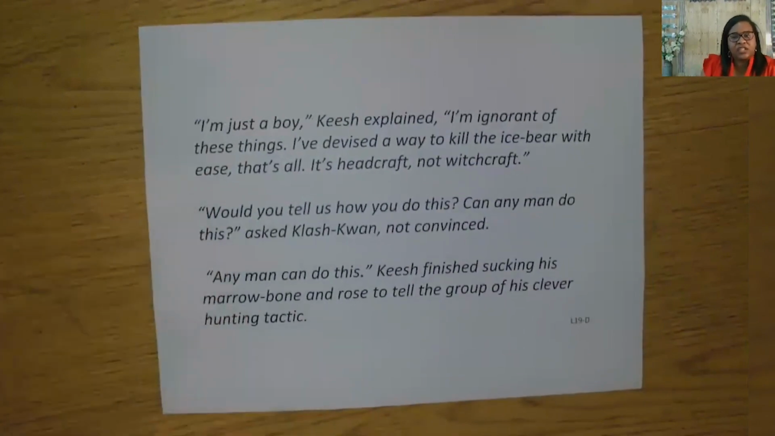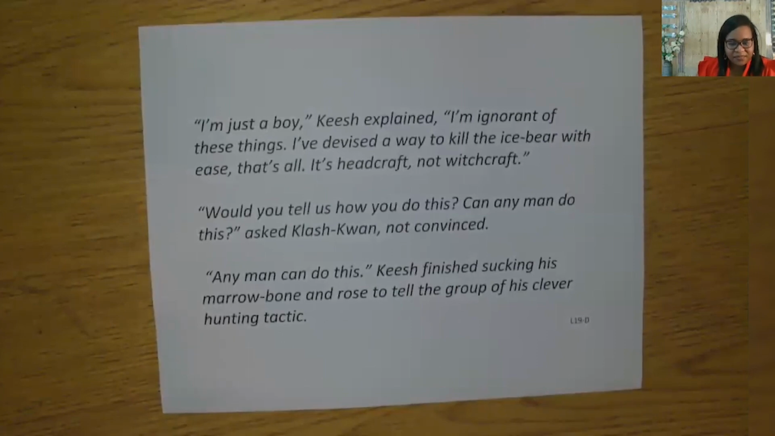I'm just a boy, Keesh explained. I'm ignorant of these things. I've devised a way to kill the ice bear with ease. That's all. It's headcraft, not witchcraft. Would you tell us how you do this? Can any man do this? Asked Clash Quan, not convinced. Any man can do this. Keesh finished sucking his marrow bone and rose to tell the group of his clever hunting tactics.